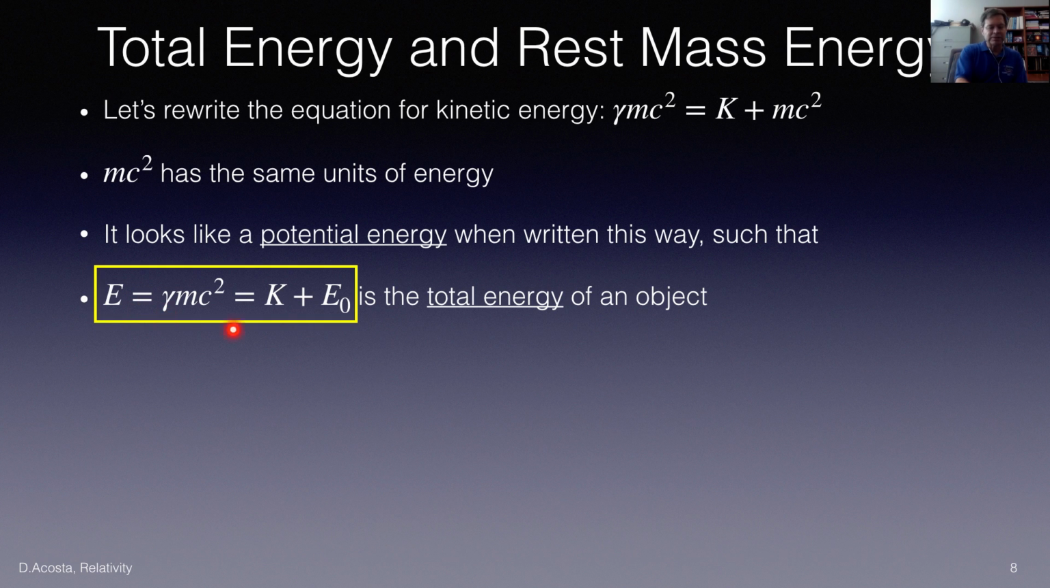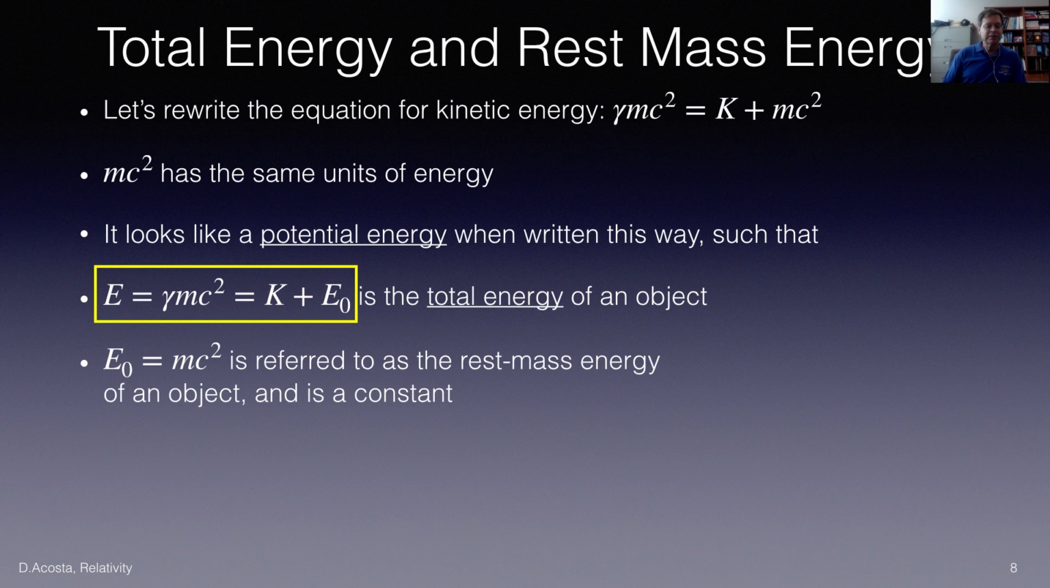Right, so the total energy is K plus E naught, where E naught is this mc squared, which is referred to as the rest mass energy of an object and is a constant. Aha! Now we know where pop culture picked up from Einstein that E equals mc squared. It's the rest mass energy of some object with mass m. So we've now rewritten our expression for kinetic energy to look like something kinetic plus a potential energy, which is the rest mass energy of the object, equals the total energy. So the total energy is the kinetic plus that rest mass energy.